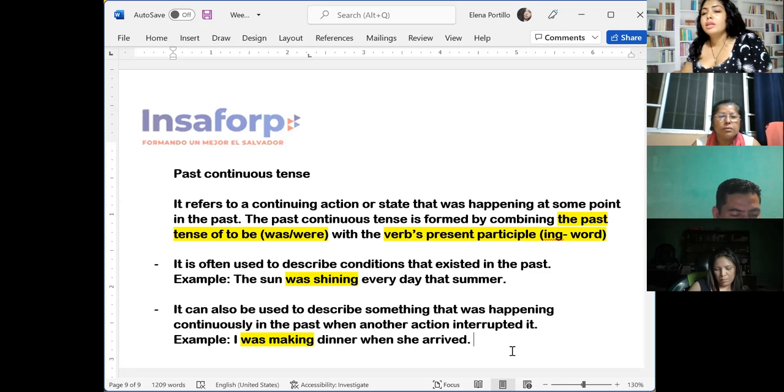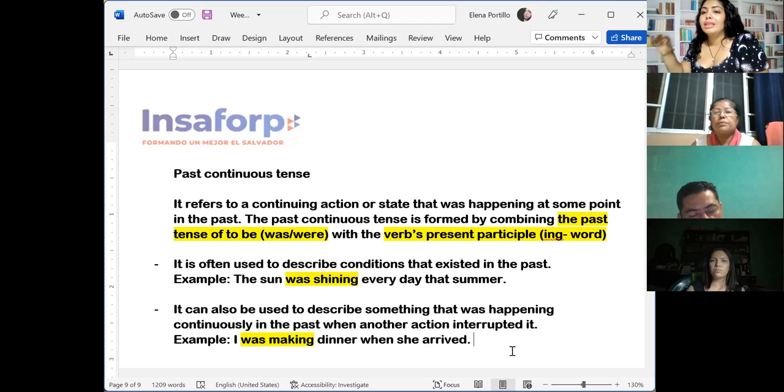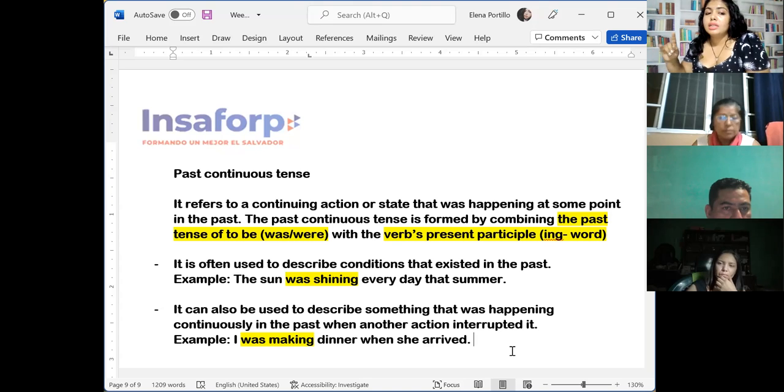And the second one is talking about to describe something that was happening continuously in the past when another action interrupted. Like in the example that it says, I was making dinner, maybe. This is a very common action that this person did in the past. But in this case, something interrupted the action of cooking. So I was making dinner when she arrived. So in that moment, she was making the dinner, or he was making the dinner, and someone arrived and he or she needs to stop.